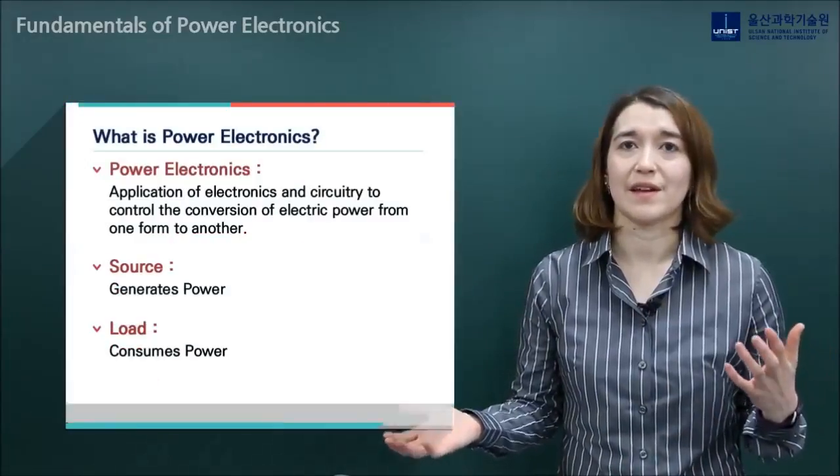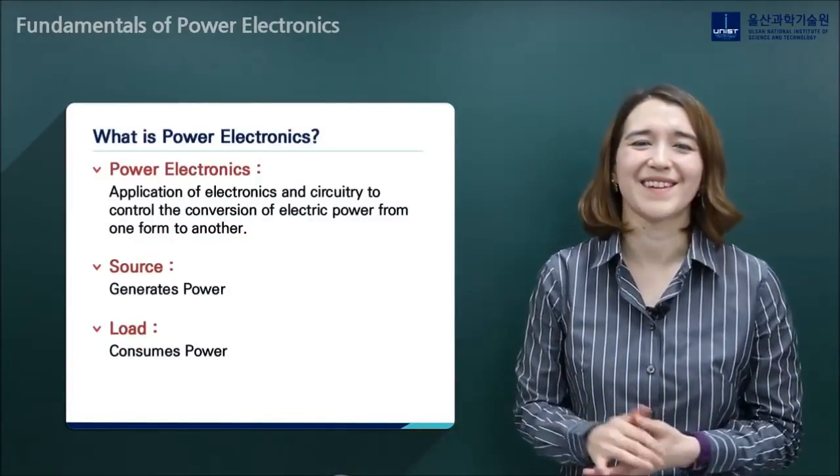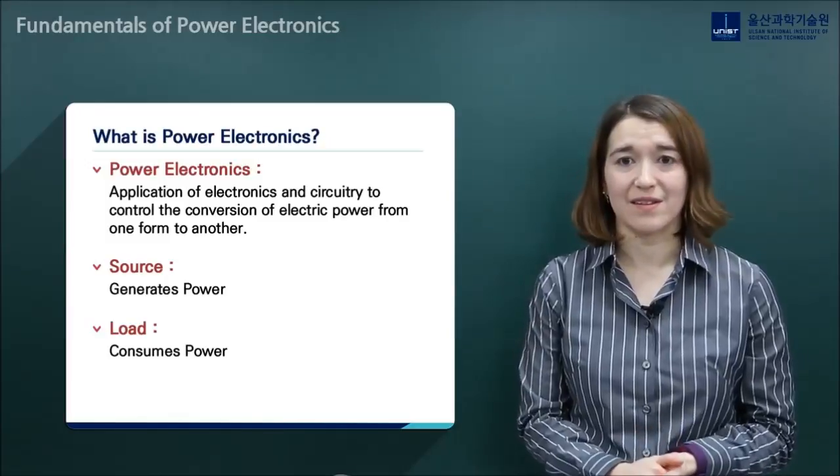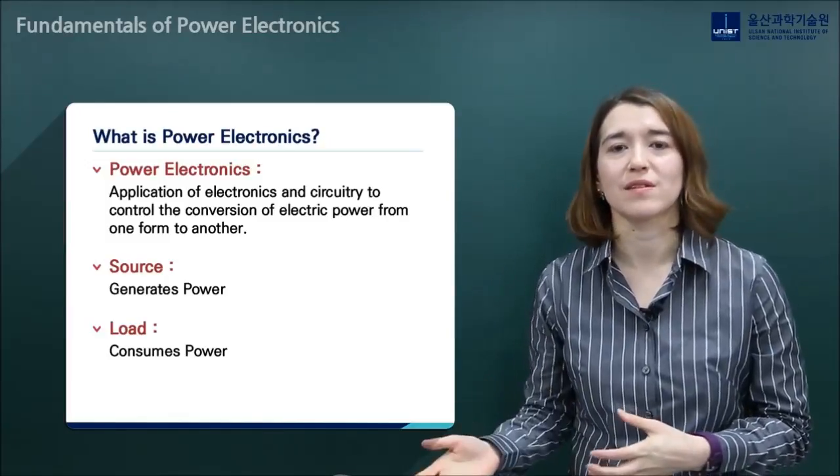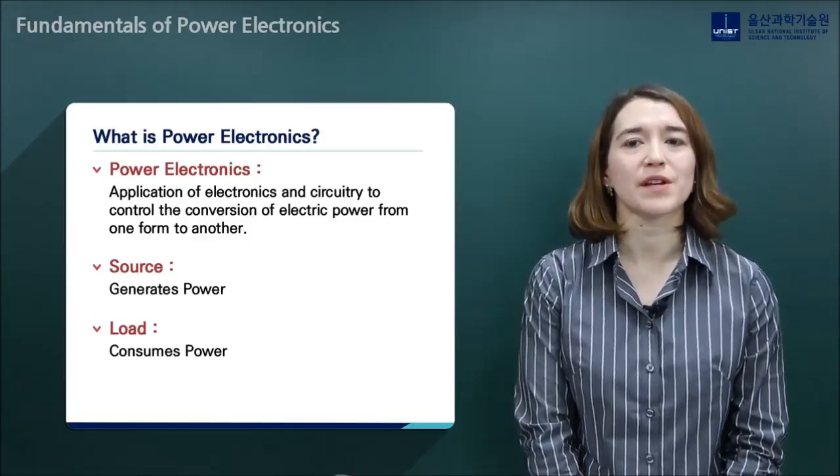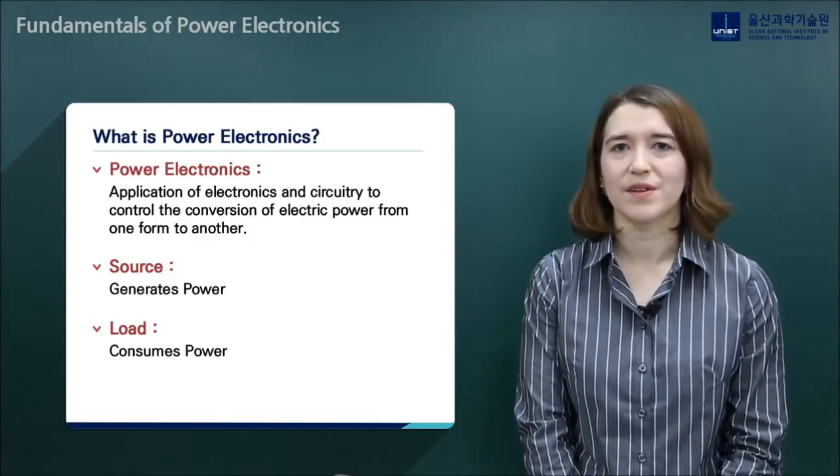So we've learned today that power electronics is all around us at different parts of our lives, and we've defined what power electronics is and given some examples of various sources and loads. So through this, we've shown that power electronics is used to properly transfer power from the source to the load.